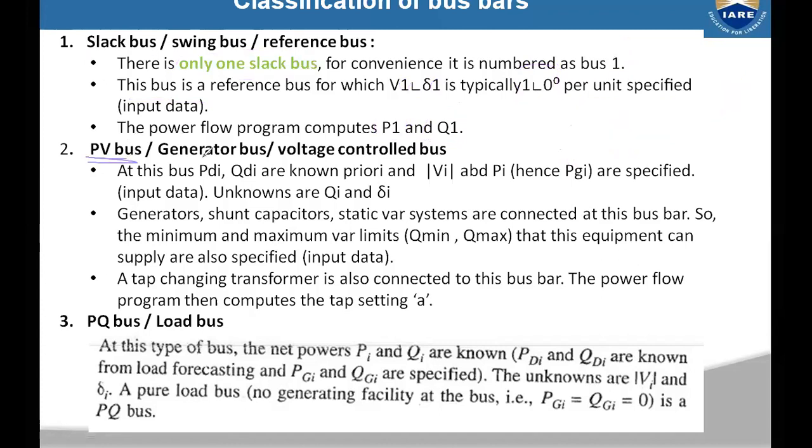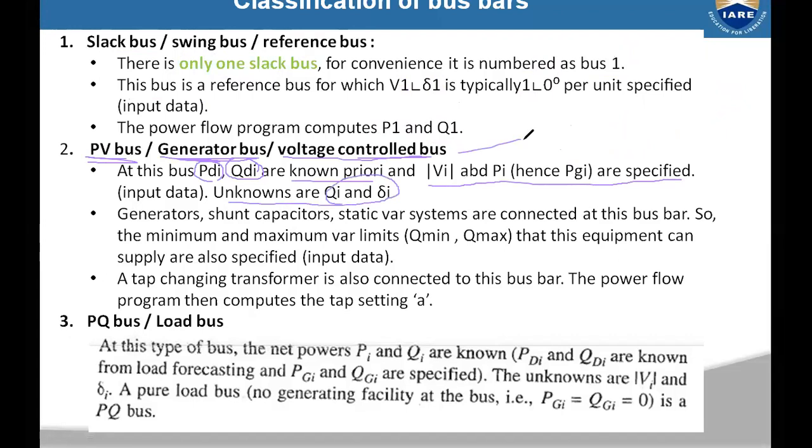Next, the second bus is the PV bus. The PV bus is also called the generator bus, or you can also call it a voltage controlled bus. Now at this bus, the real power and reactive power demands are known a priori, and the magnitudes of V_i and P_i are specified, and you have to calculate Q_i and delta.